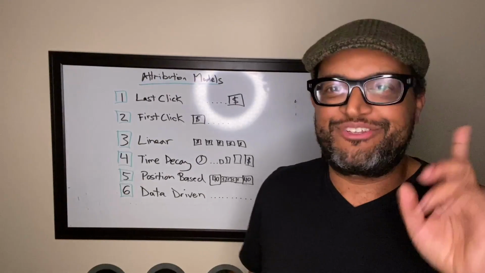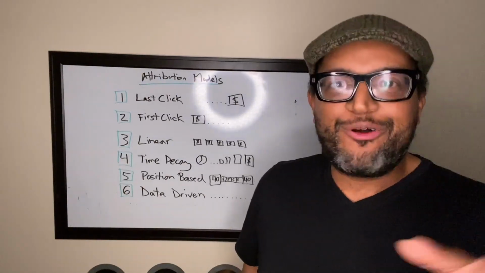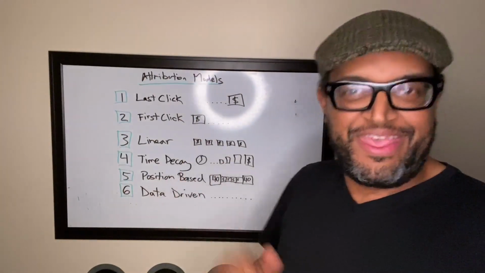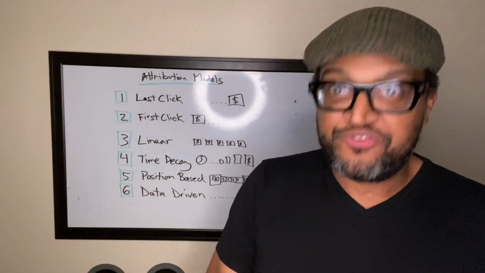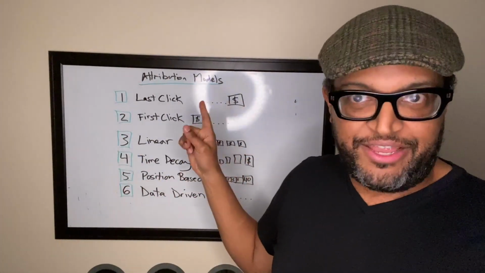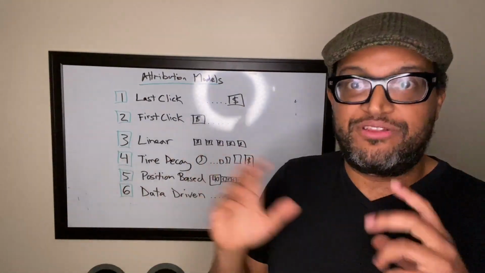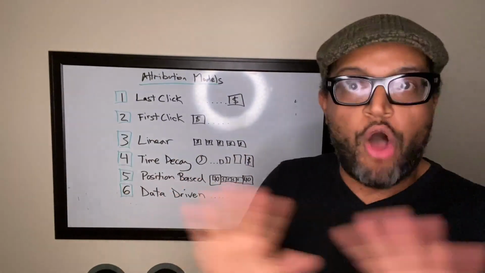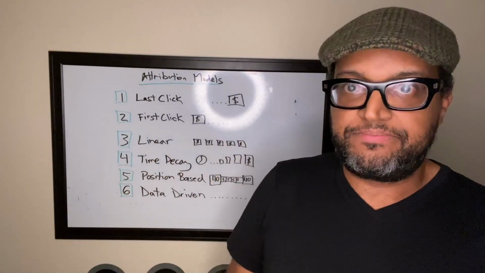Let's think back to Tom's shoe company and how those models might apply. I got some super high-tech visual equipment here to help me out. Let's get into the models. The first model is last click, where all credit goes to the last click ad. Now, this is great for bottom of the funnel focuses where all you care about is that conversion.